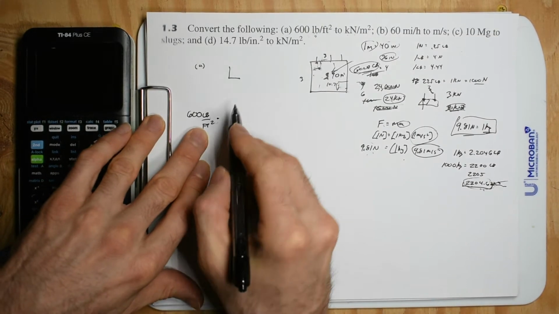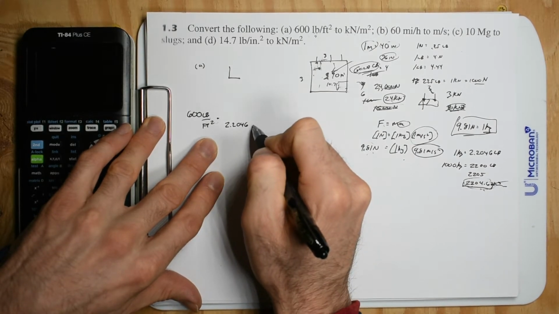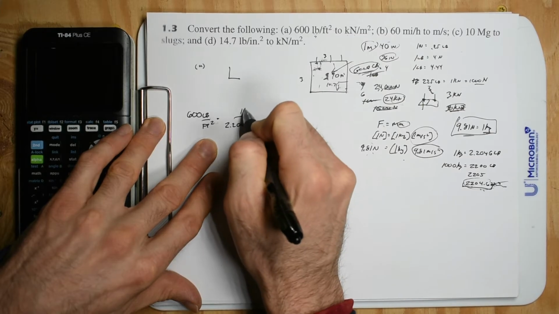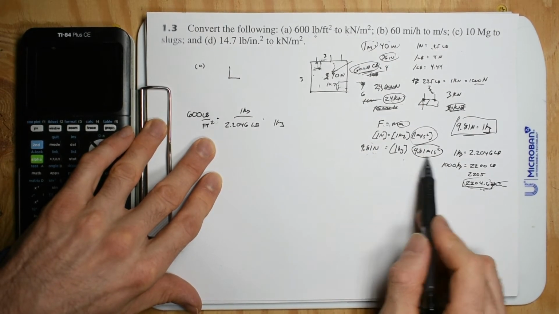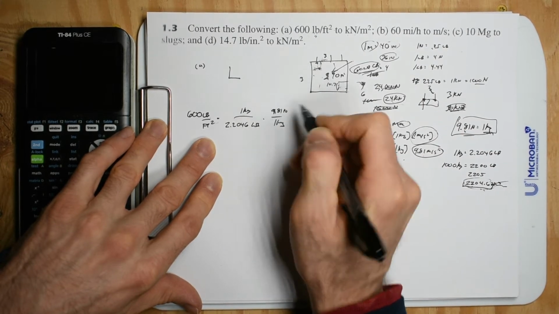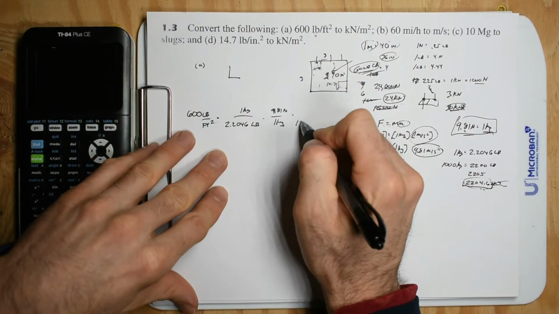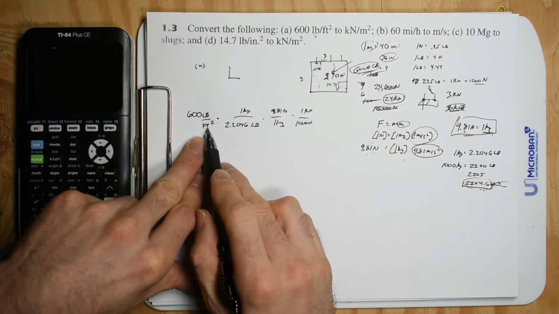So I'm going to go pounds to kilograms. I'm going to say 2.2046 pounds is 1 kilogram. And then I'm going to go 1 kilogram, using that F equals MA, is 9.81 newtons. Perfect. And then I'm going to say 1,000 newtons is 1 kilonewton. Perfect. And then how to get feet.